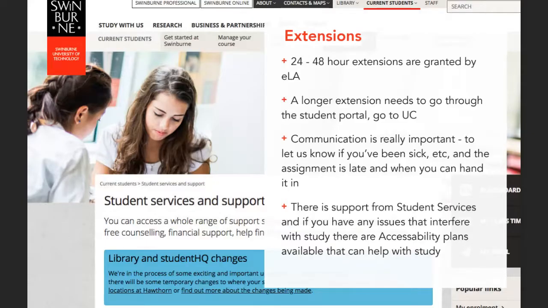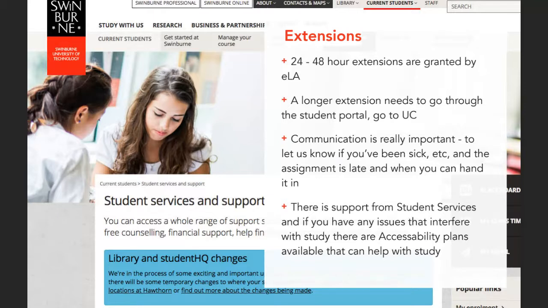So for 24-hour and 48-hour extensions, they're granted by the ELA, and longer extensions need to go through the student portal and they go to the unit coordinator. I'm both of those people in this unit, so they'll all come through to me. But if you're unsure, you can just email me. But it is great to have the longer extensions through the portal. Communication is really important, so let us know if you've been sick, etc. And we're student focused, so we want to be supporting you effectively.